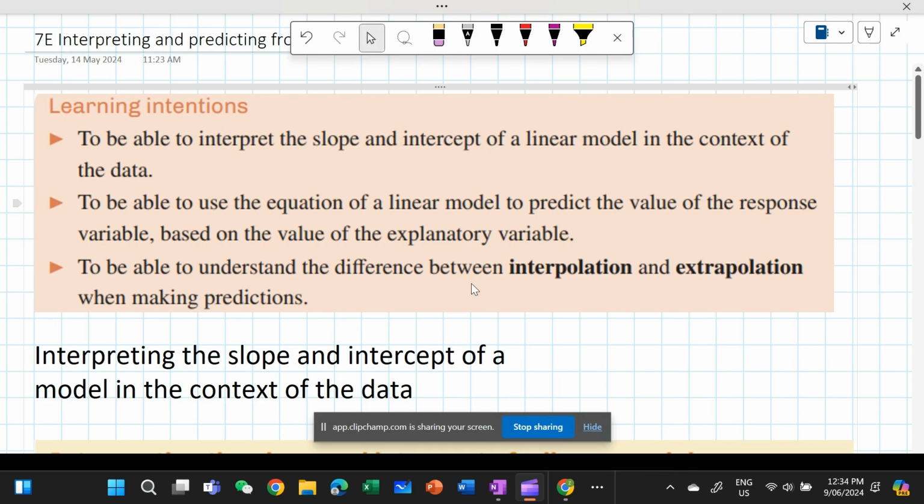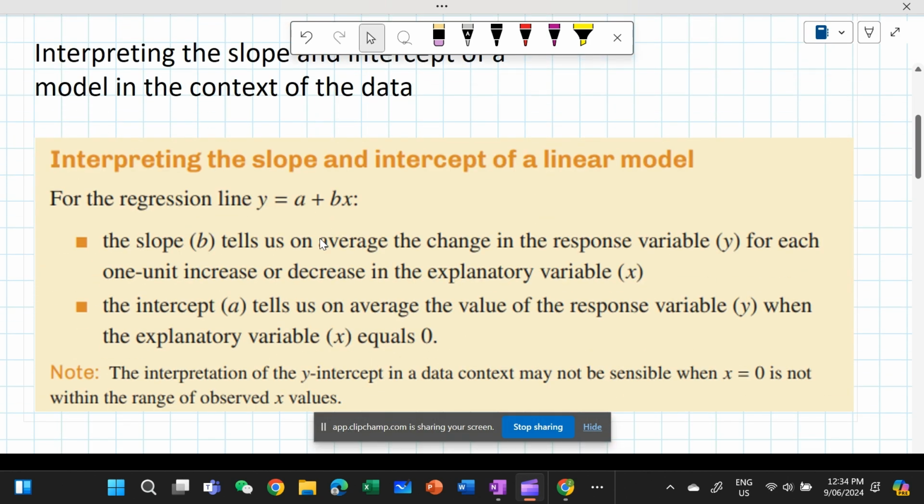Hello guys, welcome back. Today we're going to start 7E, interpreting and predicting the linear models. First, we'll learn how to use the linear models, and then we're able to use an equation to calculate linear models and predict the value of the response. We'll also cover explanatory variables, interpolation and extrapolation, and making predictions.